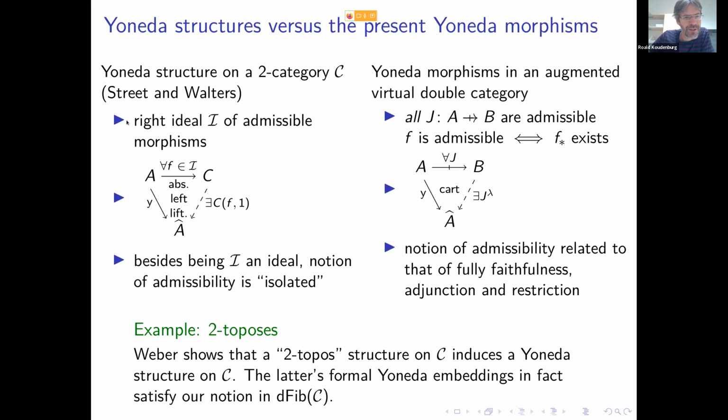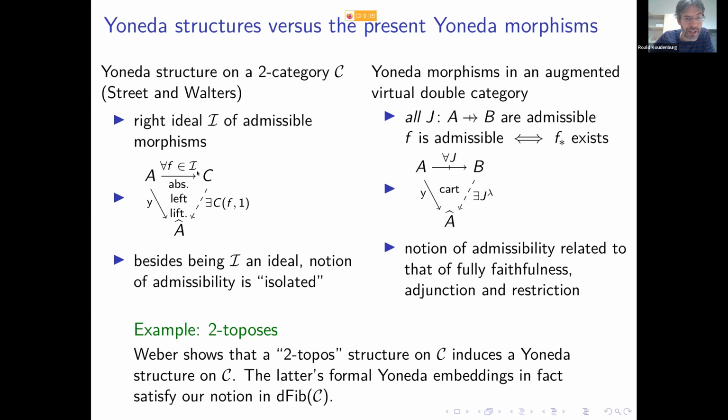So these Yoneda structures consist of two things really. Firstly, they consist of a right ideal of admissible morphisms. These formalize the notion of locally small functor, right? So they are the morphisms of the right size. Besides these admissible functors, they have Yoneda embeddings, formal Yoneda embeddings, Y, and they satisfy an axiom similar to the Yoneda axiom on the previous slide.